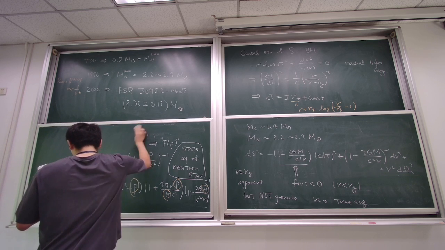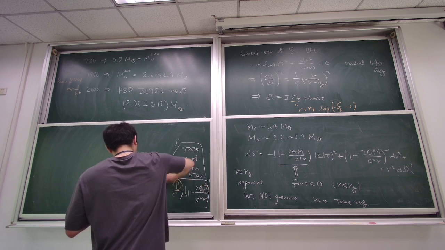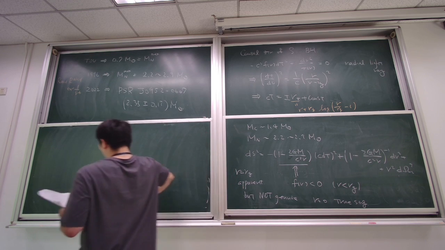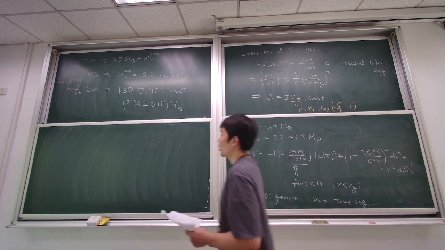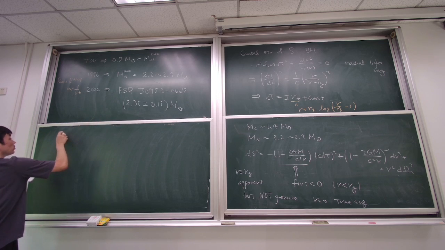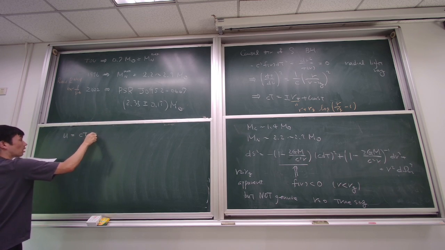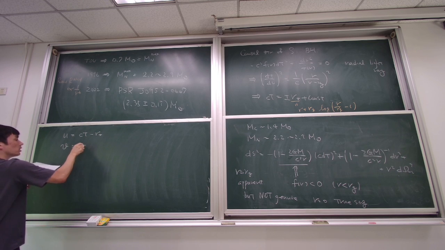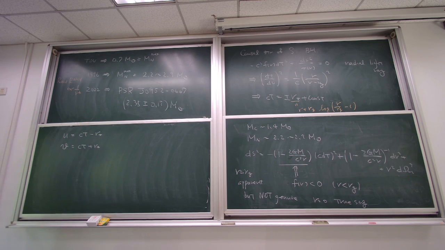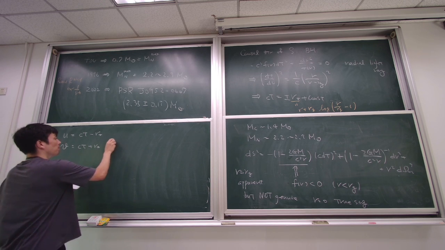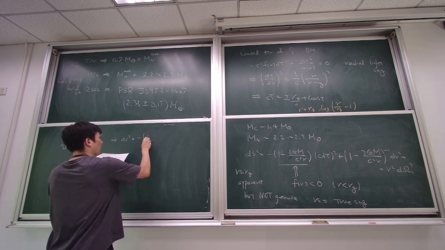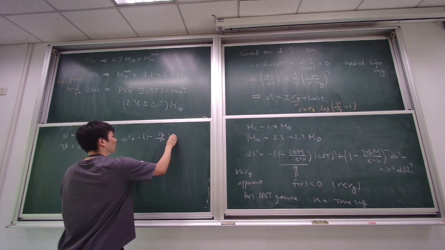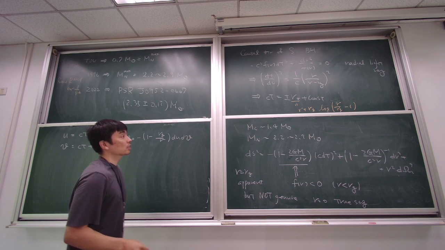And then we can furthermore introduce a change of variable, the following. So u is equal to ct minus r star, and v is equal to ct plus r star. Okay, then the metric becomes like this way. The metric becomes 1 minus rg over r times du dv.